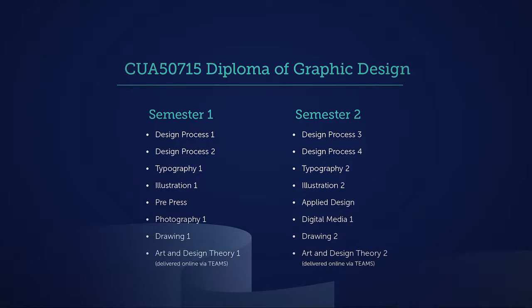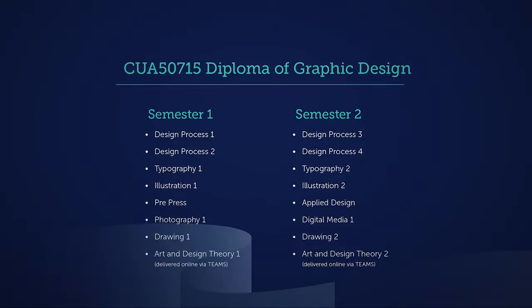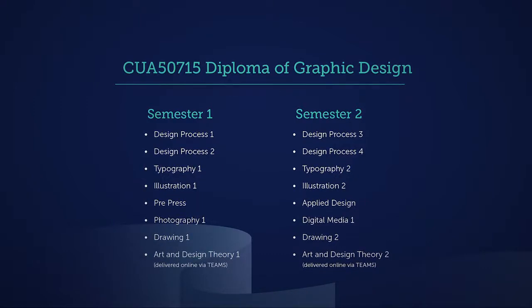Drawing 1 and 2 is very much visual art drawing, so we still use a lot of pencil, a lot of charcoal, a lot of Conte, watercolor. It's very classical drawing. There is a little bit of digital drawing later on, but the majority of drawing is observational drawing and learning different techniques. Art and design theory is, as it sounds, a theory class. So you look at some writing techniques, you look at different ways to talk about your work, and you also start to look at some art and design history in there as well.